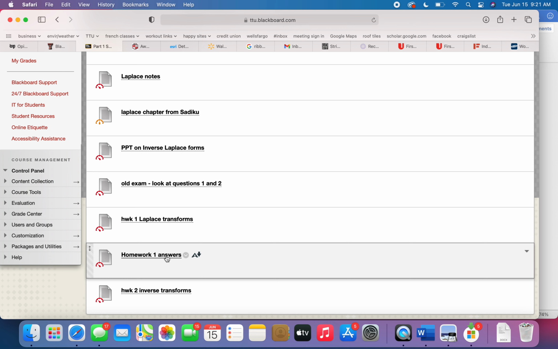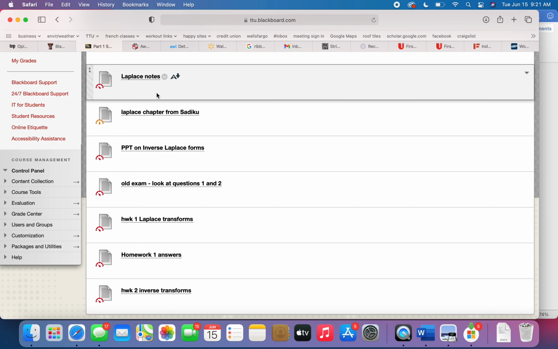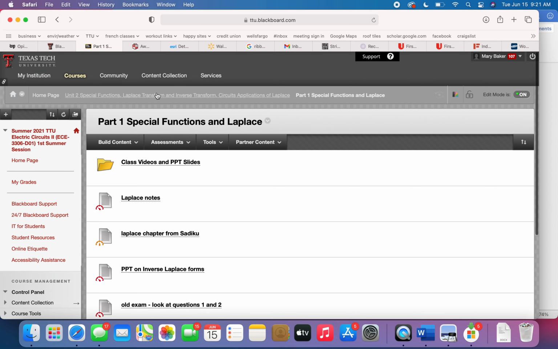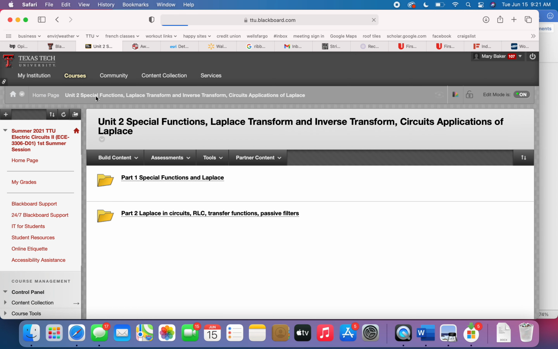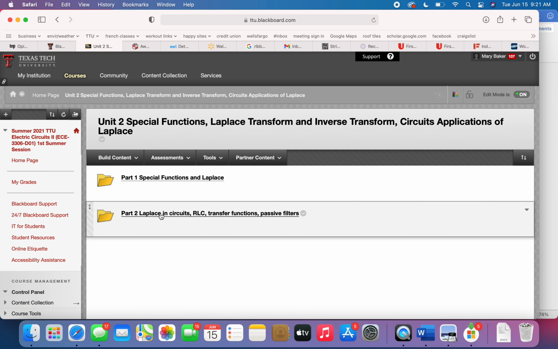And then we do have a set homework 2 on the inverse transform. So to keep on track, you should definitely, by about Thursday of this week, Thursday or Friday, you should have worked through most of the materials in Unit 1. Now then, let's look at Unit 2, Part 1. Now let's look at Part 2.